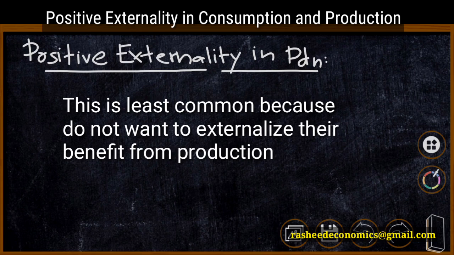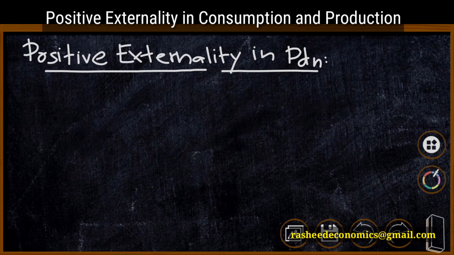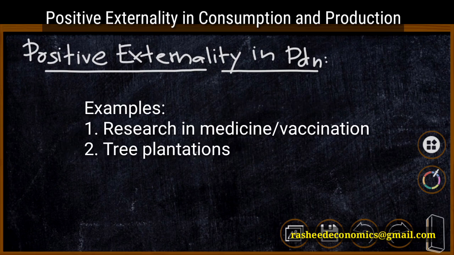The best example of positive externality in production is research and development activity done by a particular company. For example, in the pharmaceutical or medical field, there are pharmaceutical companies doing research on medicines, for example, research on COVID-19 medicines or vaccines. These will create positive benefit to the society. Similarly, suppose there are tree plantations, rubber plantations of Manorama and something like that. They are planting trees for their benefit, but it creates benefit to the society also. These are the examples of positive externality in production.